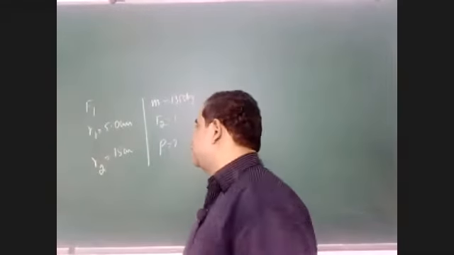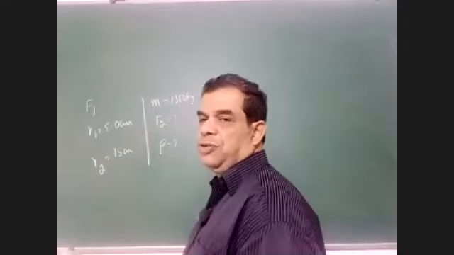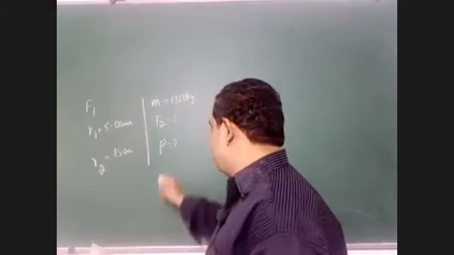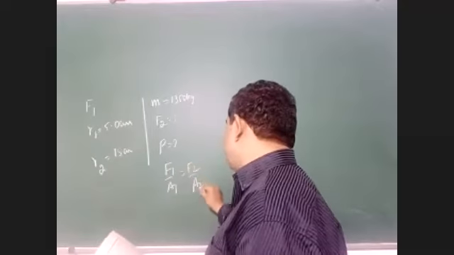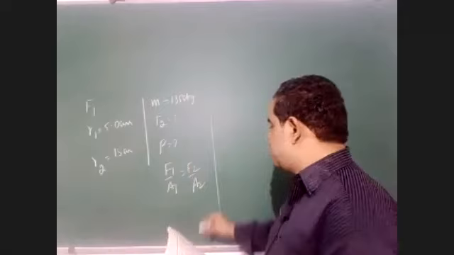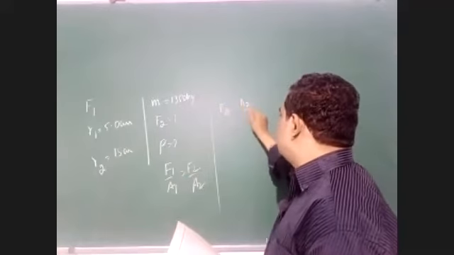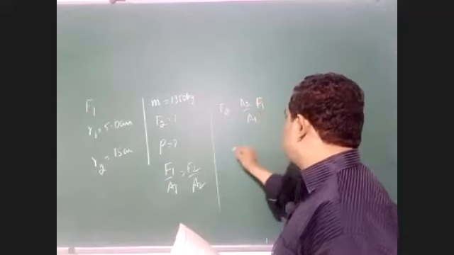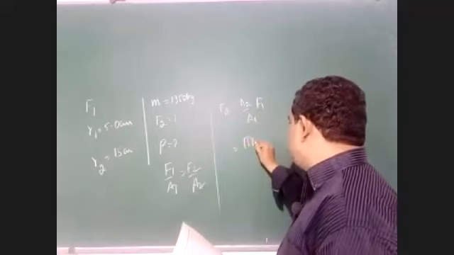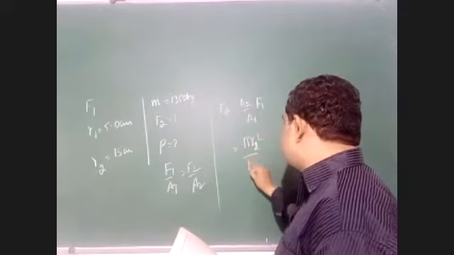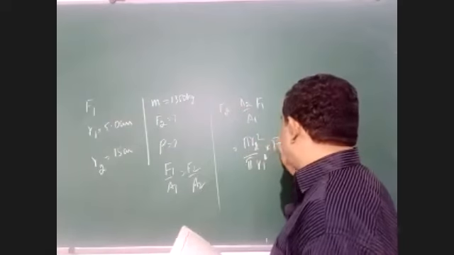How do we start solving this? First of all, you are given R1 and R2, so A1 and A2 are given. We write the formula: F1 by A1 equals F2 by A2, according to Pascal's law. Substitute everything. What you require is F2. F2 is A2 by A1 into F1, that is pi R2 square by pi R1 square into F1.